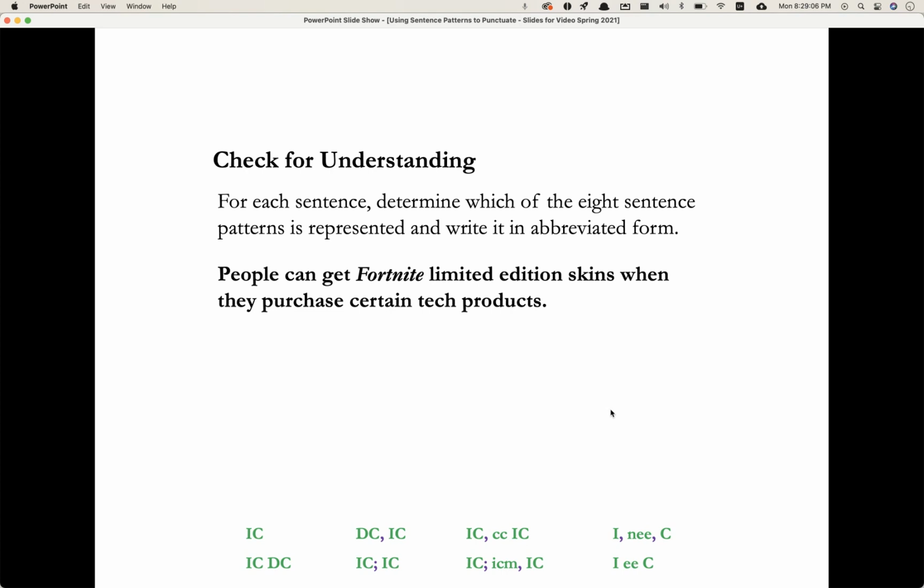Twelve seconds on this one. This one is ICDC. So when over here is a dependent clause marker. People can get Fortnite limited edition skins. You could put a period there, and that would actually be a complete sentence, but that's not true of the rest of the sentence, when to products. So ICDC, and no punctuation required in that sentence.